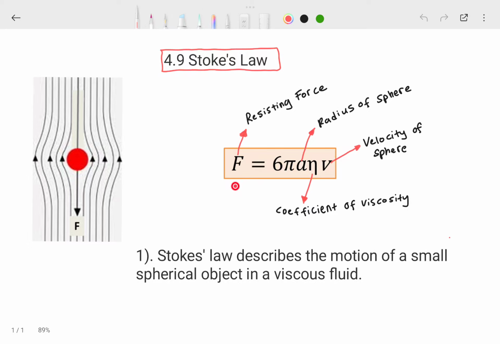This is because of the presence of the fluid. So, the resisting force can be calculated using this equation. F equals 6 multiplied by pi multiplied by the radius of the sphere, if the object is a sphere, multiplied by the coefficient of viscosity, the viscosity of the fluid or solution, multiplied by the velocity of the sphere, the movement of the fluid.